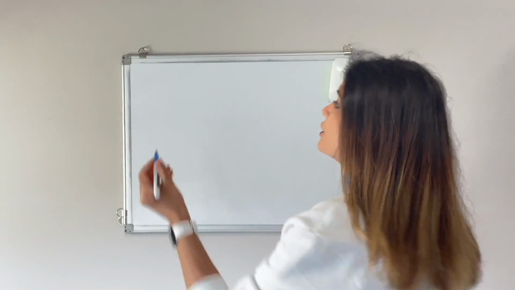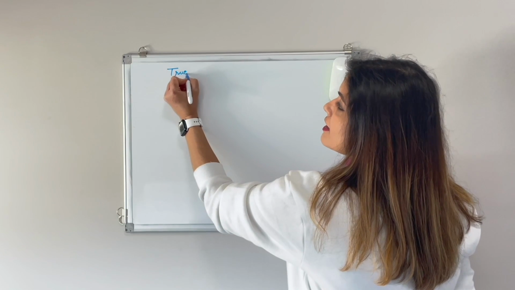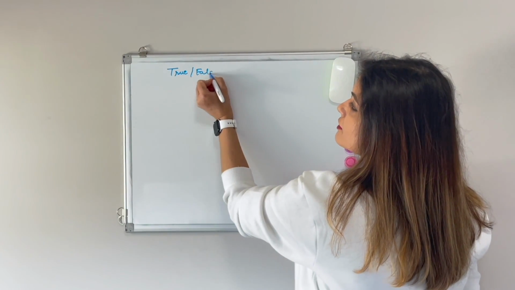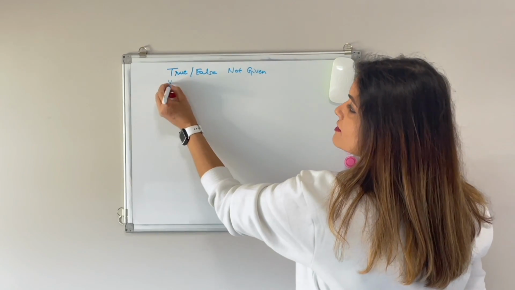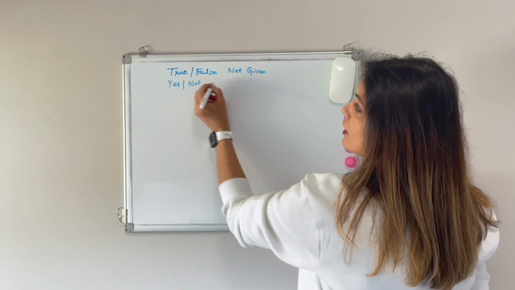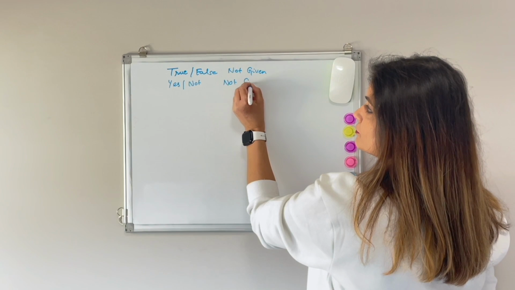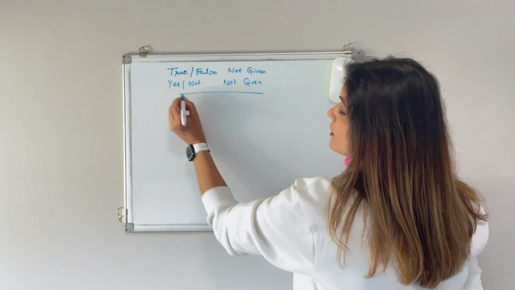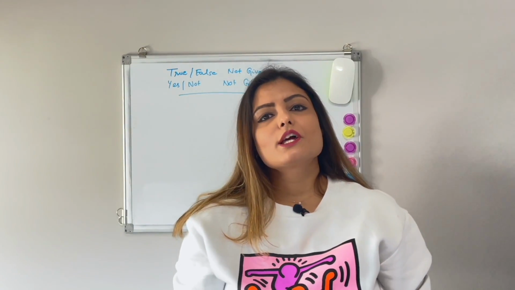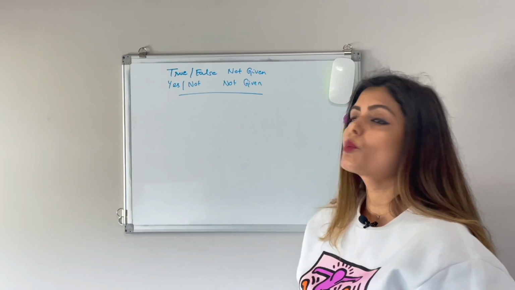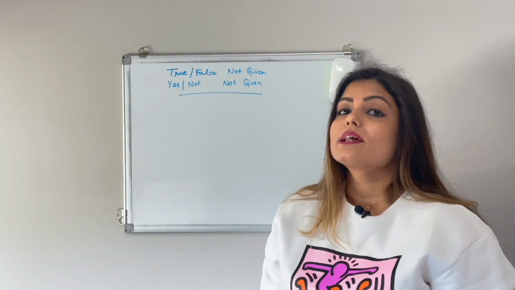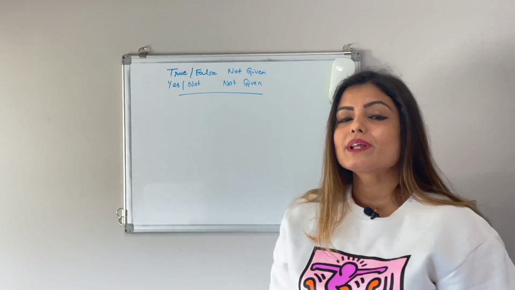The first kind of question that we are going to cover is your true, false, and not given, and next is yes, no, and not given. So I have seen a lot of time people get confused between the two. They think that both of these questions are same. Well, that's not true. They might look similar, but they are not same.